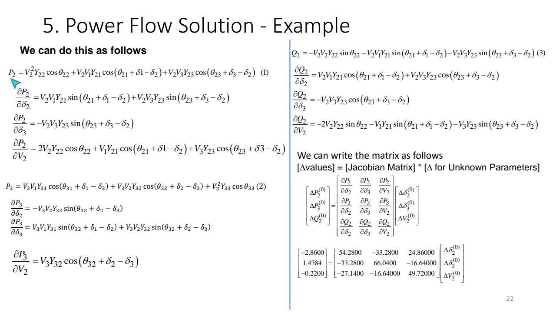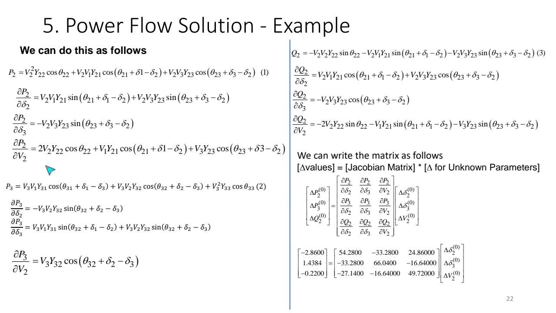Then we differentiate the same equation, P2 equation 1, with respect to V2. If you differentiate with V2, this is 2V squared, and the term is coming. Here the V2 becomes 1 and this term is coming as it is. So this is the partial derivative of P2 with respect to delta 2, delta 3 and V2.